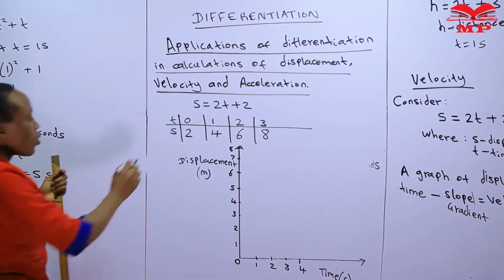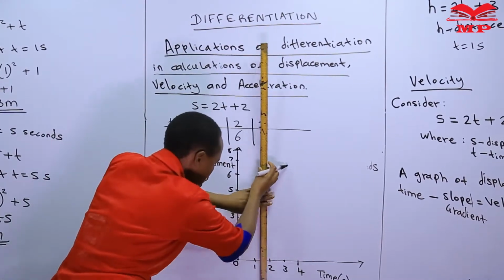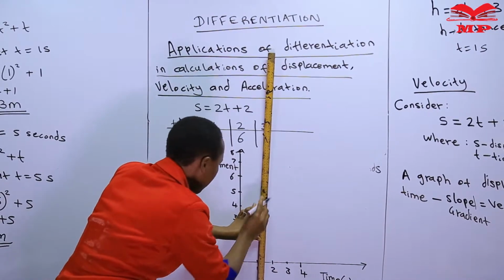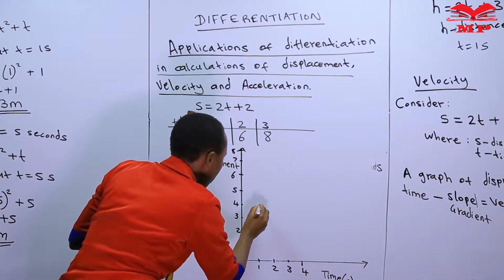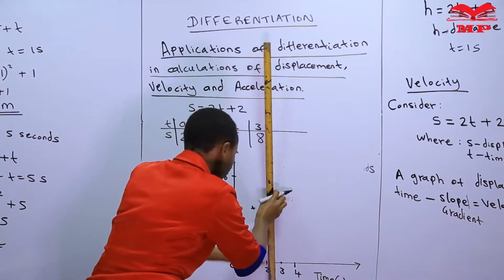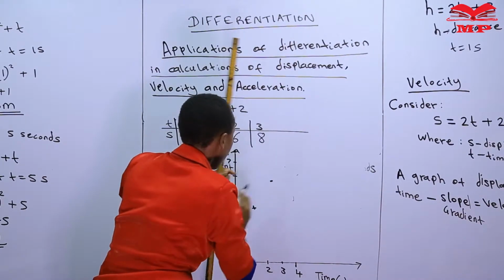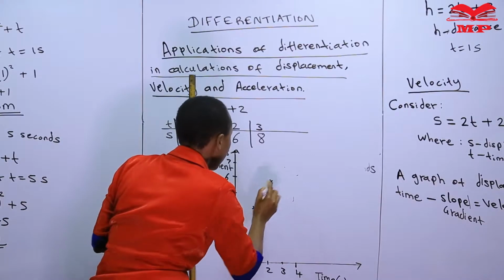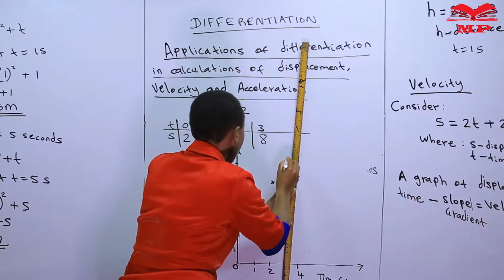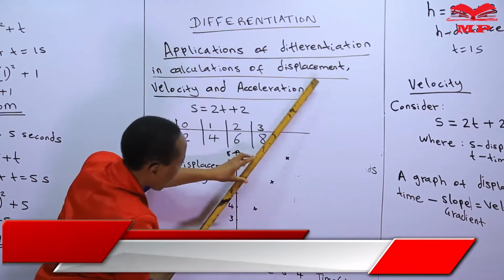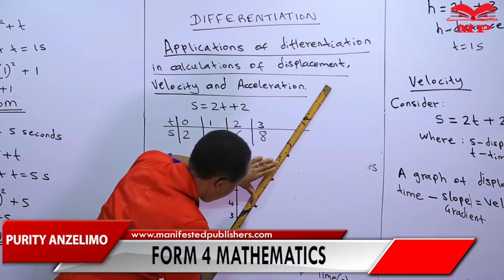Then we plot these points. We have 0, 2. Then we have 1, 4. We want to see what the slope is going to give us. Then we have 2, 6, somewhere there. Then we have 3, 8 somewhere there also. Then we can come and plot this graph.